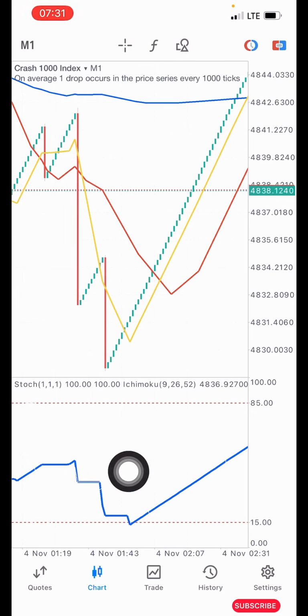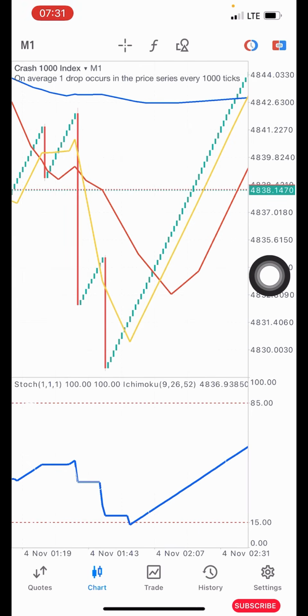Now back to the strategy here, which is also a VIP strategy, in case you cannot come to get the other one.